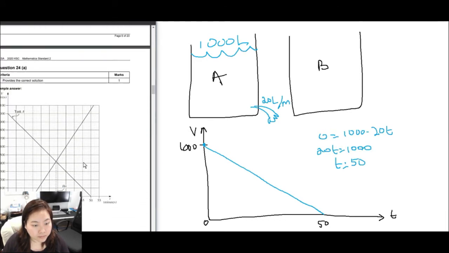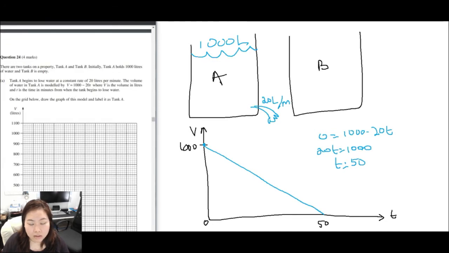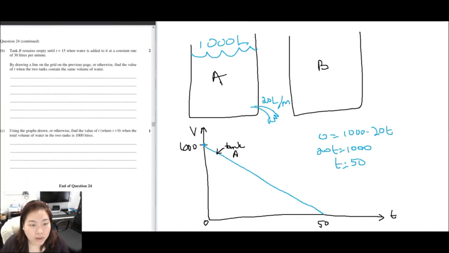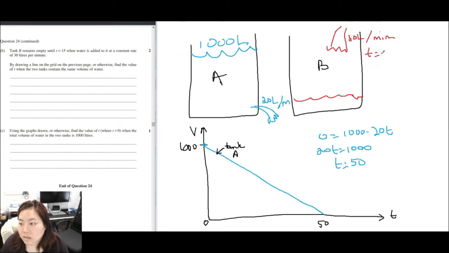Okay. Oh, I should check that. 24A. Tank A. Yeah. So better label it. Tank A. Tank B remains empty until T equals 15 when water is added to it at a constant rate of 30 liters per minute. Okay. By drawing a line on the grid on the previous page or otherwise, find the value of T when the 2 tanks contain the same volume of water.